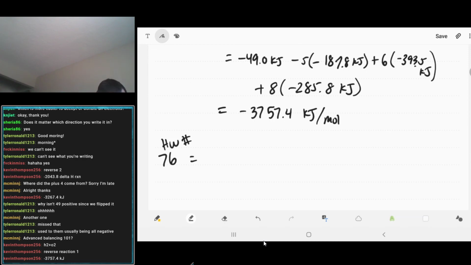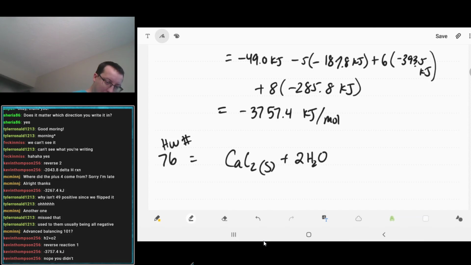Okay, so this one says that calcium carbide is reacting with liquid water.